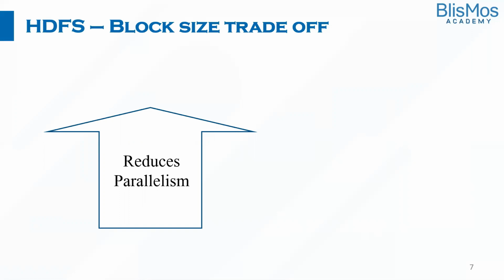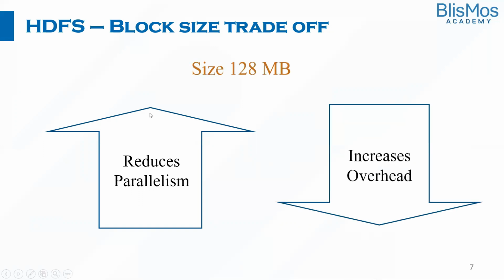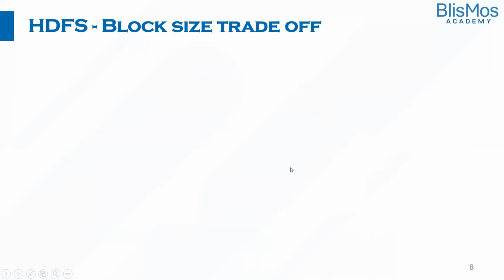Now that we understood the default block size of Hadoop 3.0 is 128 MB, let us try to understand what happens if we increase the block size, and what happens if we decrease the block size. In a way, it is a block size trade-off. How do we really optimize this block size? If you increase the size of a block, it reduces the parallelism. If you decrease the size of the block, it increases the overhead. We'll see how it is going to happen.